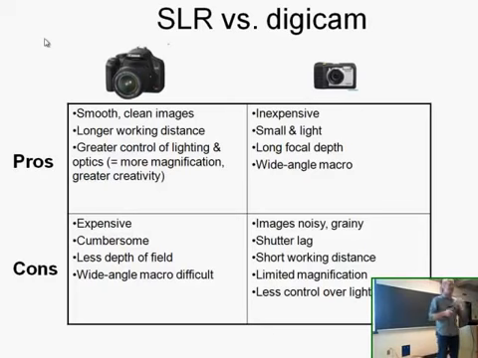High variance, what does that mean? That means the images are noisier and full of artifacts. That's one reason why SLRs take such pretty smooth, nice creamy pictures, is because they got these huge sensors.